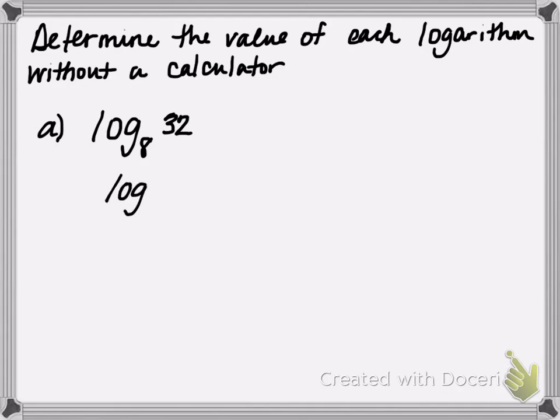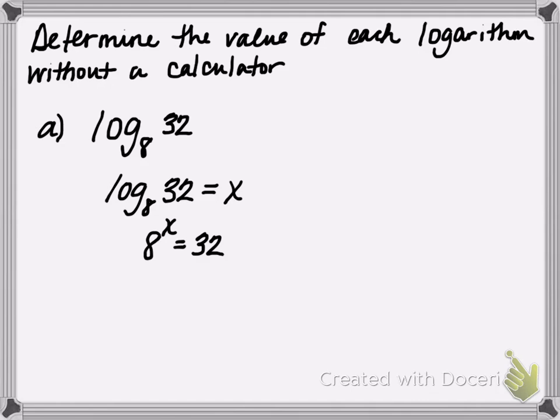So, we'll begin by rewriting this logarithm in its exponential form. In other words, we don't know what this logarithm is equal to. I'll call it x. So this logarithm rewritten really is the same as 8 raised to the x power is 32. Or in other words, what power of 8 will give us 32?